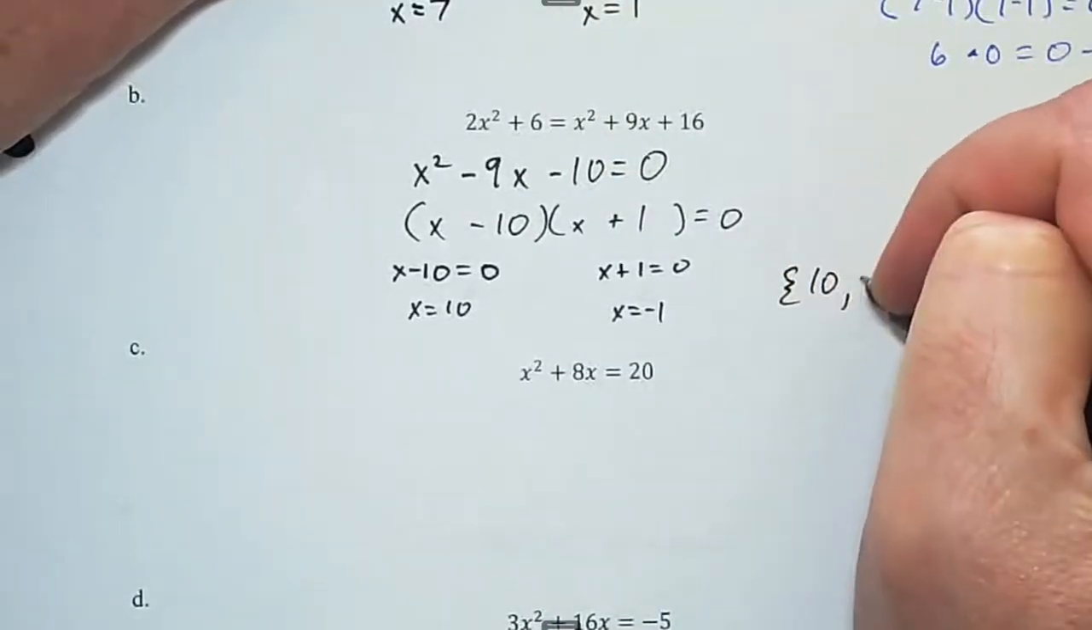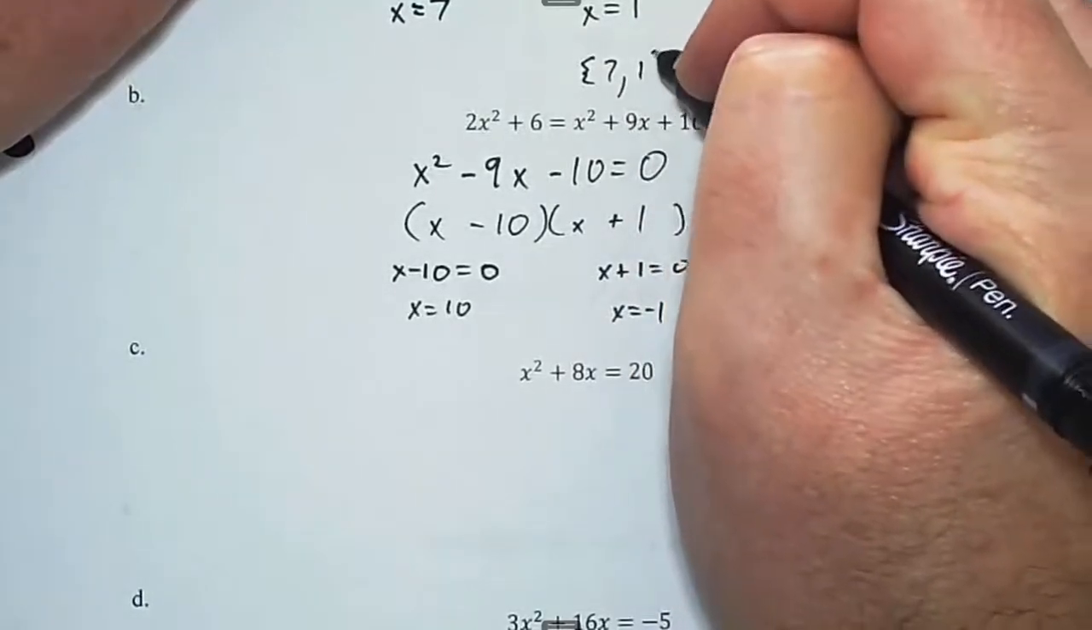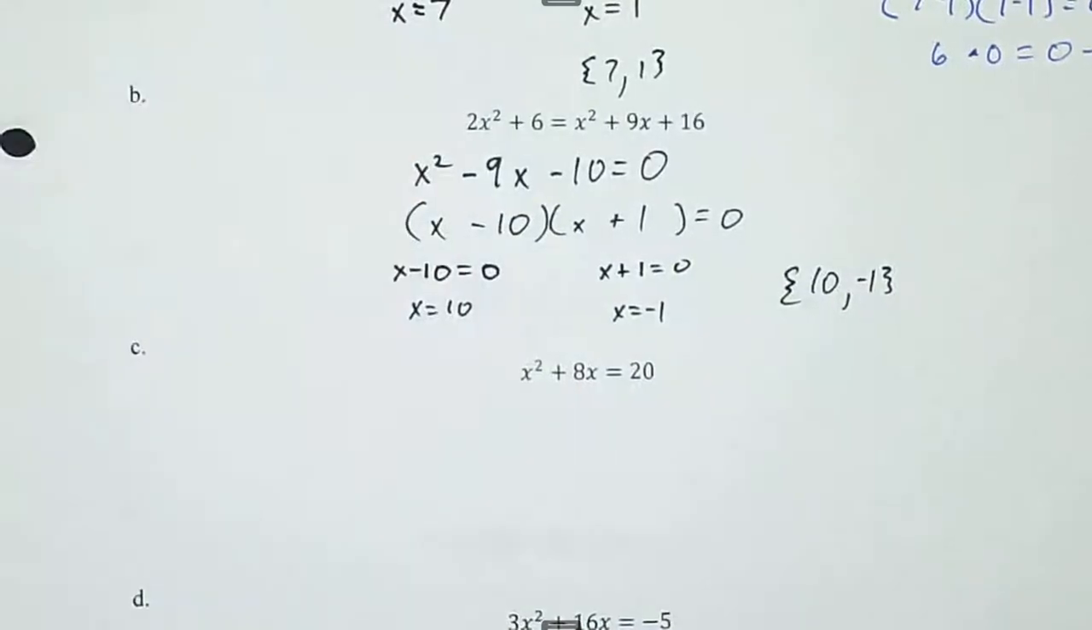And we should be putting our answers in set notation, and I realize I failed to on the last one, so I'll go back and do that. Not points, not parentheses, that's for points. This is set notation.